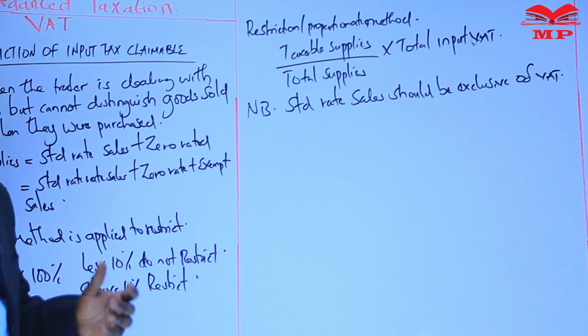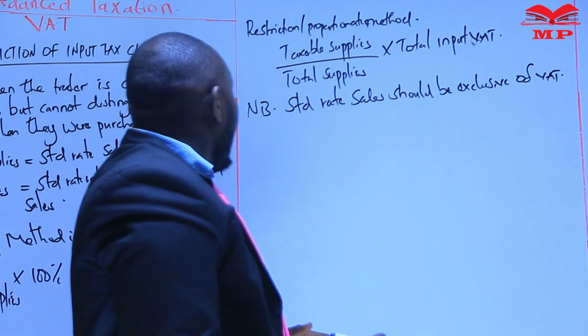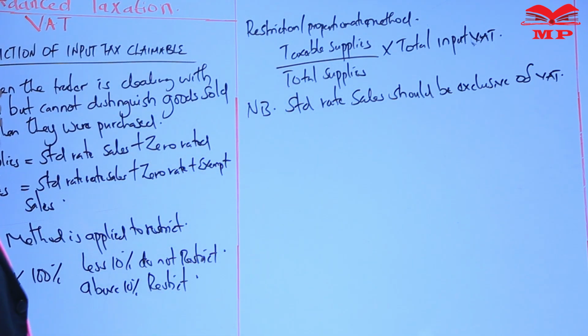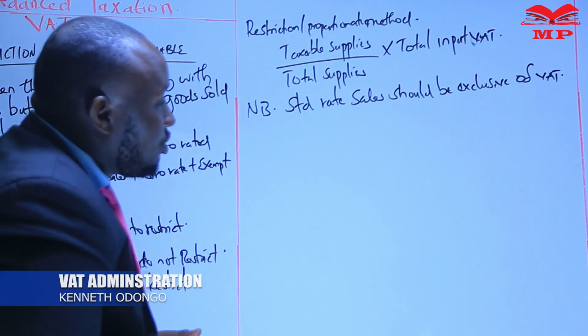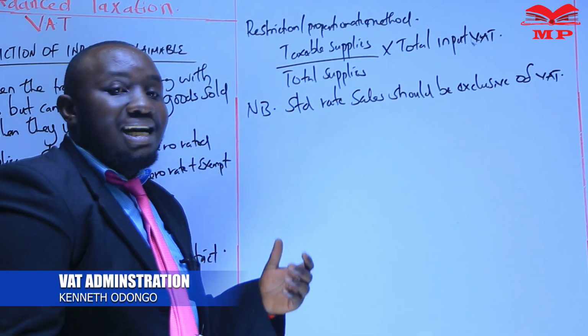In the instance where we can actually trace purchases that were sold as exempt, we basically use what we call the direct method, because we can easily trace the purchases that were sold as exempt.